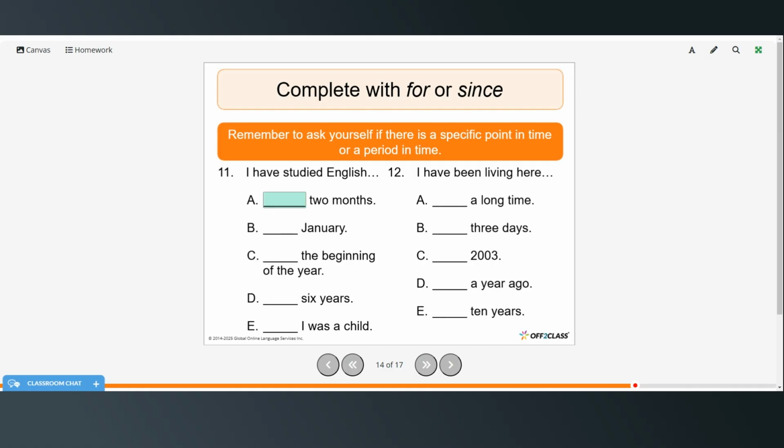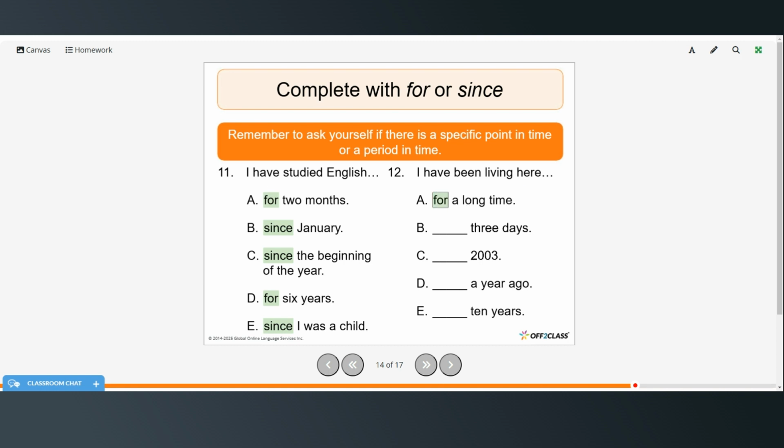So I have studied English for 2 months, since January, since the beginning of the year, for 6 years, since I was a child. I have been living here for a long time, for 3 days, since 2003, since a year ago, and for 10 years.